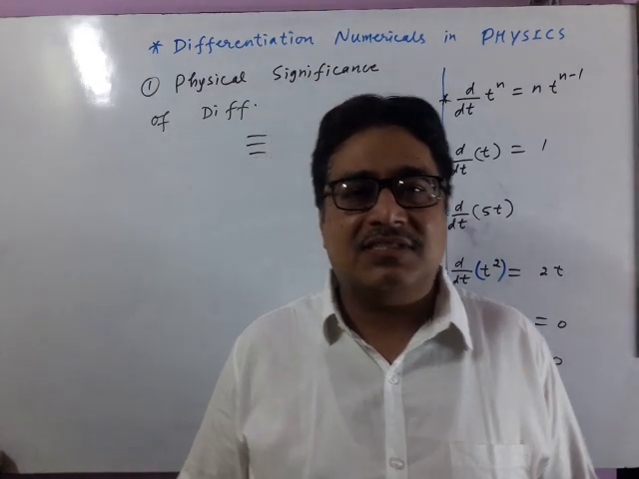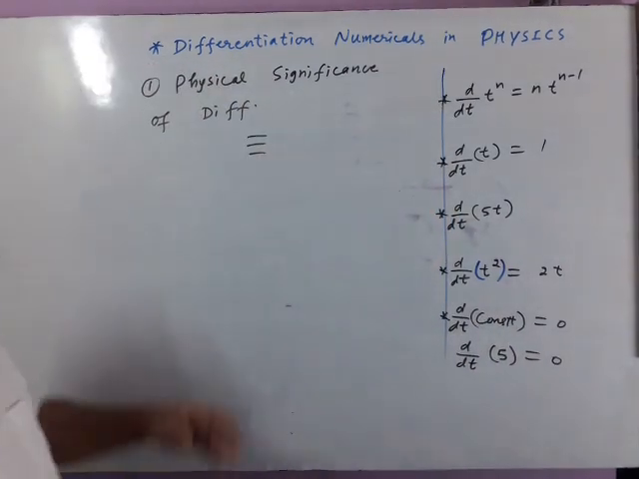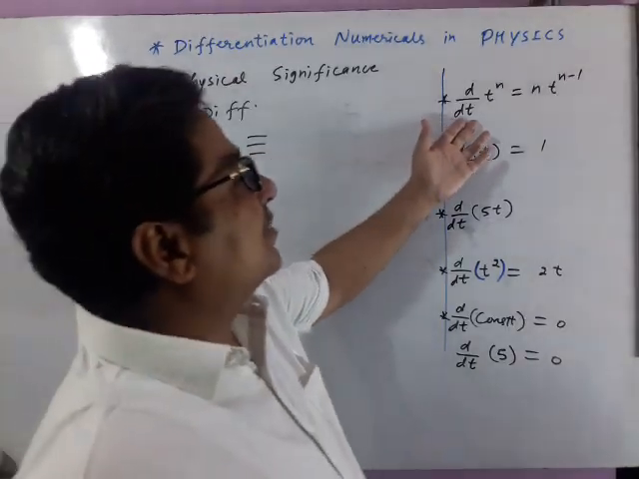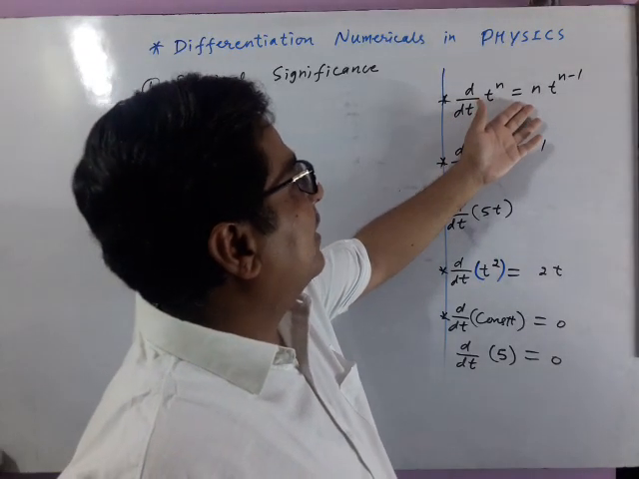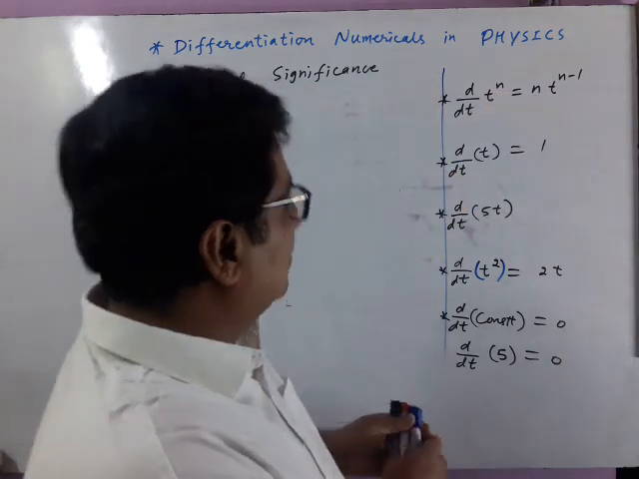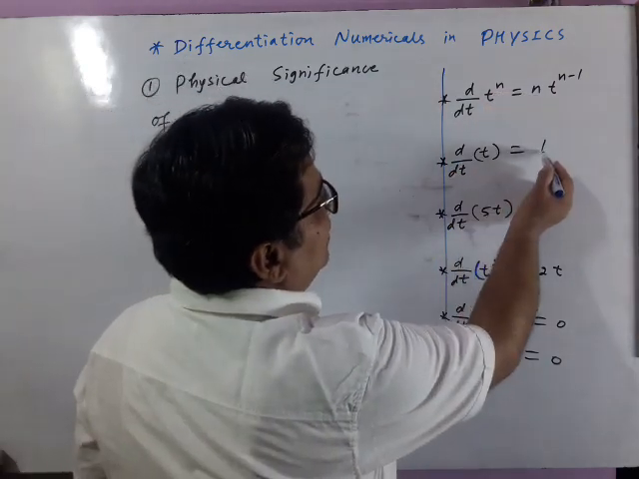Differentiation numericals in physics. You know the basic formula: differentiation of t raised to the power n is n times t raised to the power n minus 1. Differentiation of t is 1.